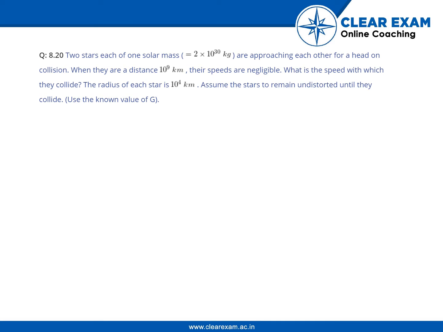The question given here is: two stars of one solar mass each, 2 into 10 power 30 kg, are approaching each other for a head-on collision. When they are at a distance of 10 power 9 kilometers, their speeds are negligible. What is the speed with which they collide? The radius of each star is considered to be 10 power 4 kilometers. Assume the stars to remain undistorted until they collide and use the known value of G.